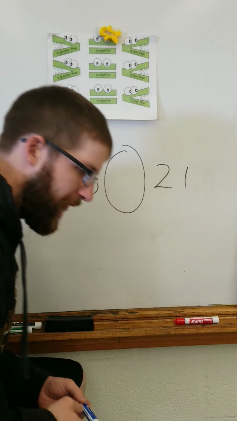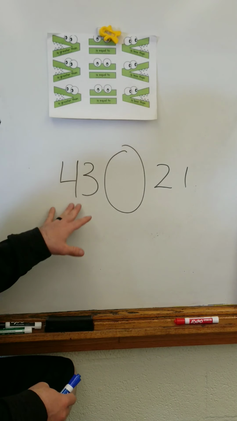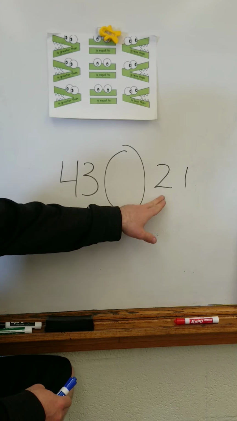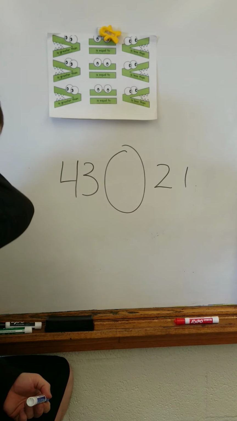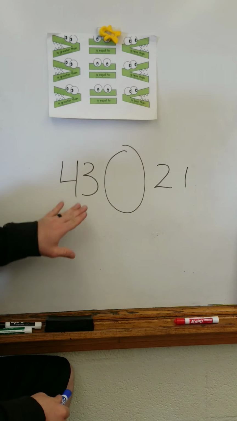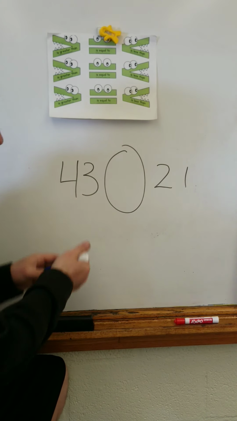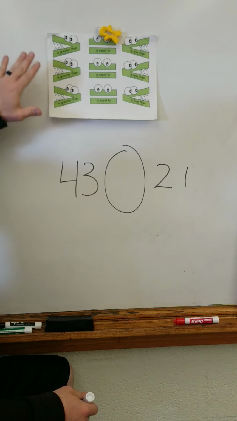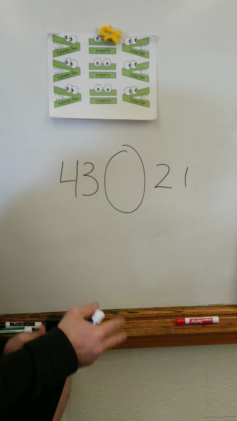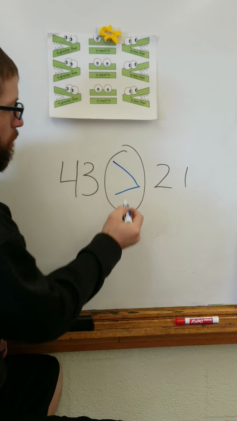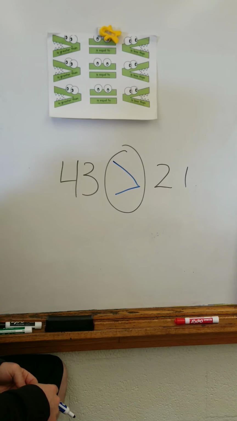Now, the knowledge that I have from yesterday tells me to look at the place value. I've got 4 10s and 3 1s over here, 2 10s and 1 1 over there. I know that this number has more 10s, and so this number is bigger. Now my alligator, remember this rule, is always going to eat the bigger number, and so I'm going to open my alligator mouth towards the bigger number.